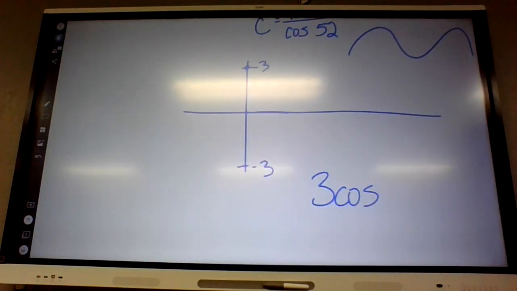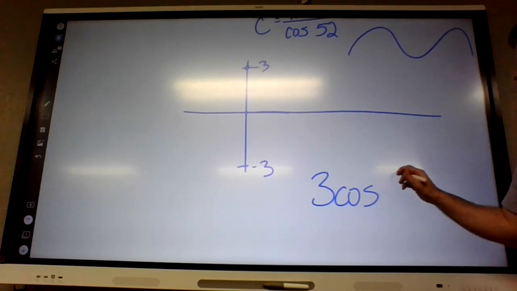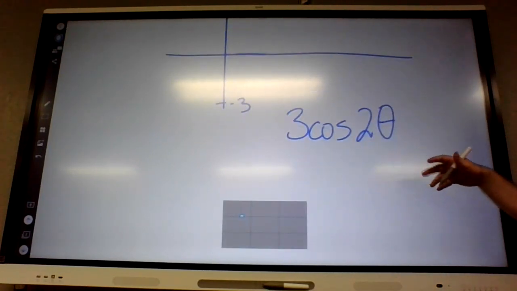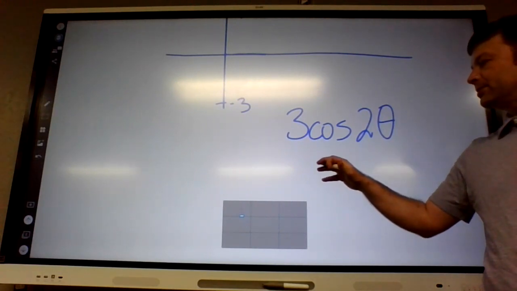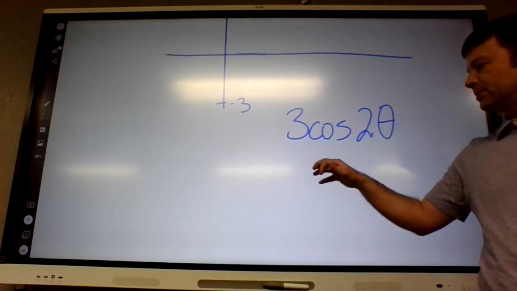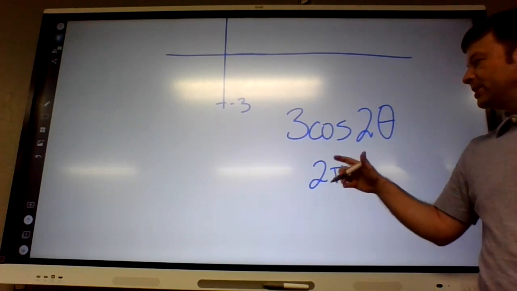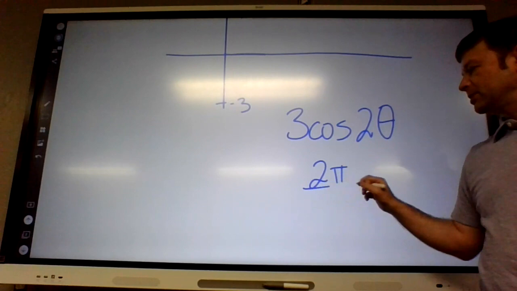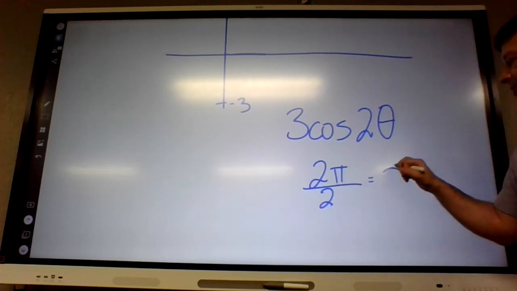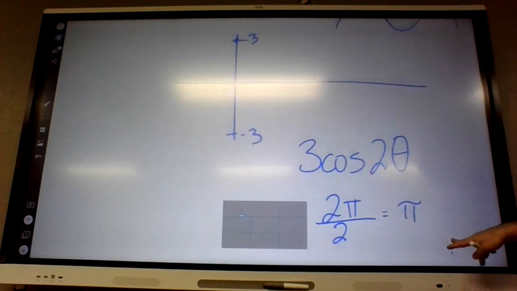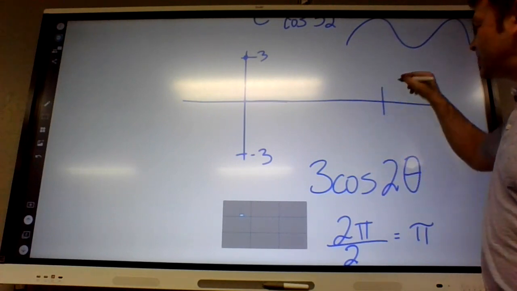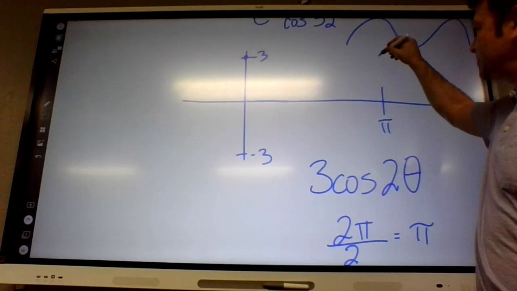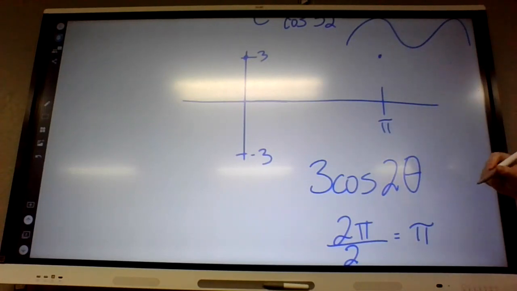And then, let's see, there's a 2 right there. What is that 2 going to do to the graph? Okay, what's normally the period on a cosine or sine graph? 2 pi is the normal period, yeah. But if there's a number in front of the angle, the variable, you divide by that number. So this one, the period's going to be pi. That means by the time it gets to pi, it should be back to the top again.